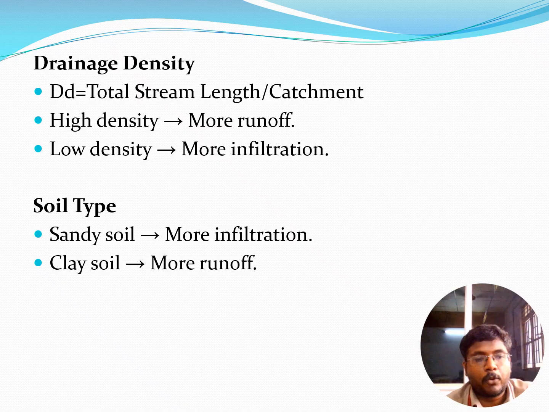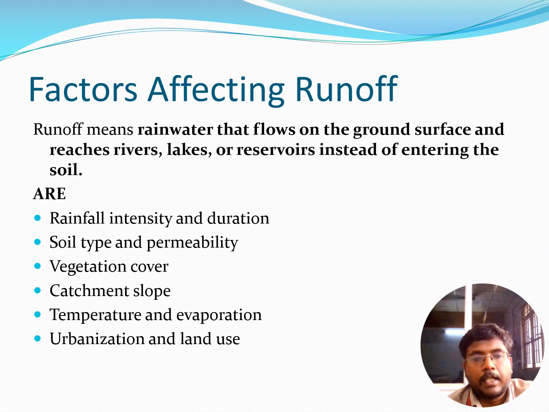Next we see about the soil type. The physical and biological properties of soil determine the infiltration capacity. Sandy and loose soil have large pores, and the storage capacity of water is large. When compared to sandy soil, compacted and clay soil have very few pores and so less infiltration takes place. Next we see about factors affecting runoff.